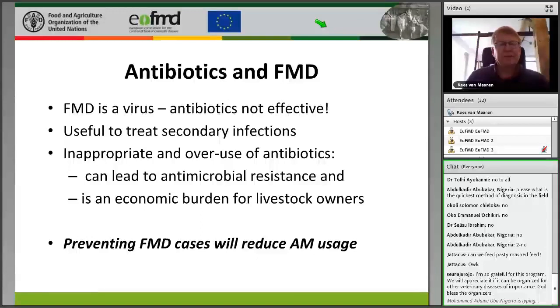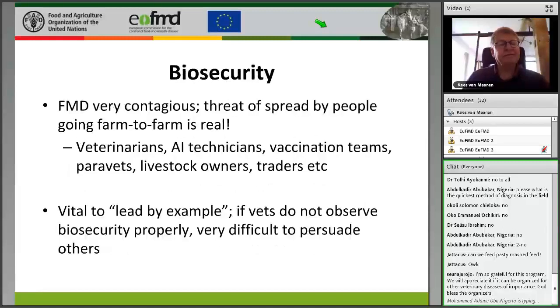So the best thing to do is prevent FMD cases. Preventing FMD will reduce the usage of antimicrobials. A few slides on biosecurity, and then my turn is over, and Willington will take over.